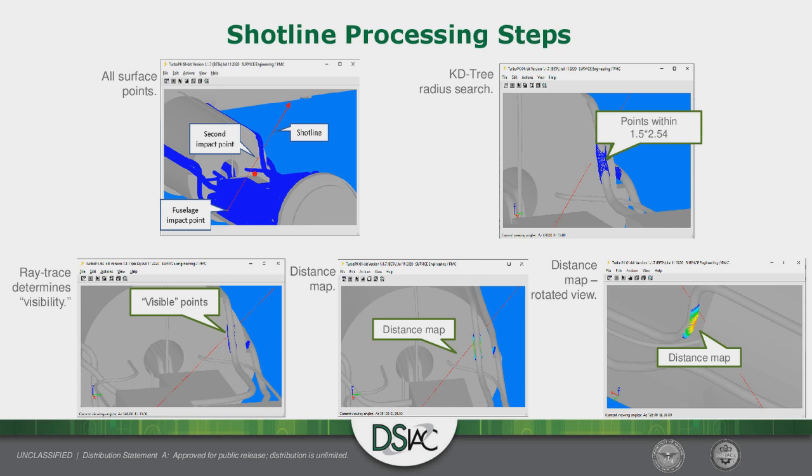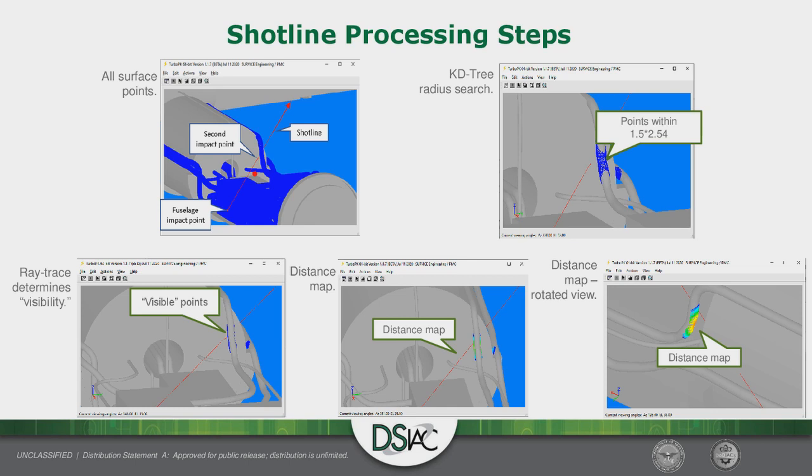Invoking the KD tree radius search: how many points are within 1.5 times 2.54 centimeters of me? 2.54 centimeters is my assumed lethal radius here. So you can see the KD tree search reduces this huge thing down to just a few points. And then I ray trace from the reaction point to each one of these to eliminate the ones that have something in the way. And that would be the ones on the back side of this cable bundle here.